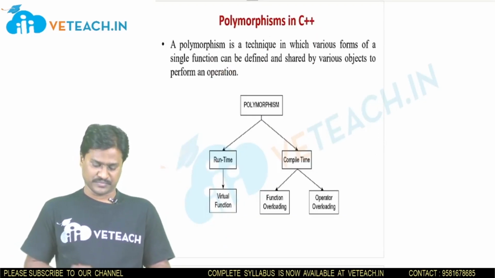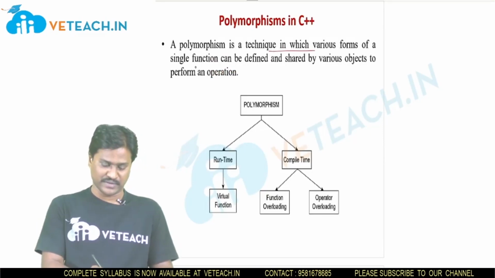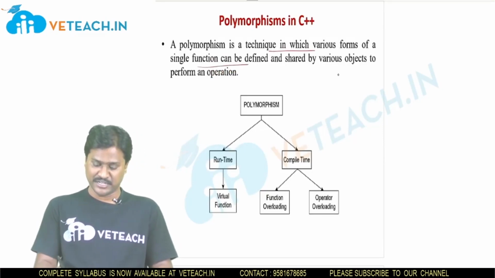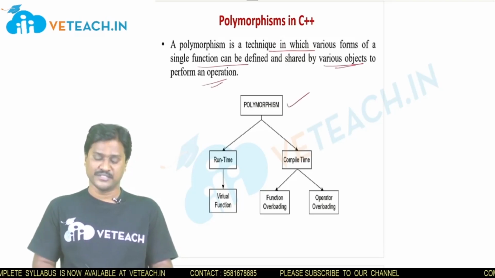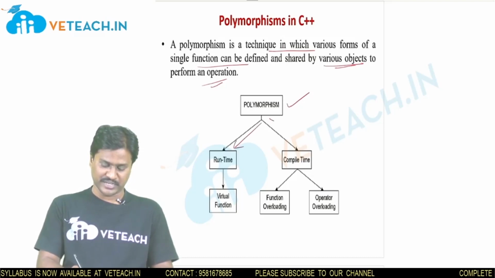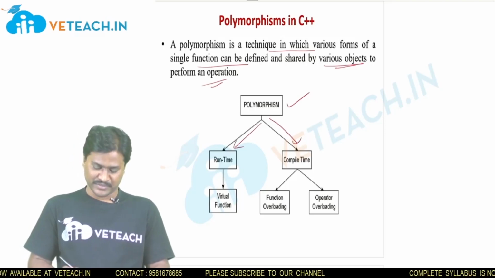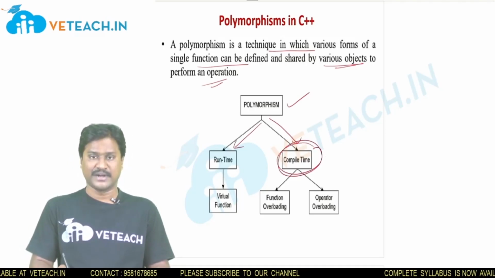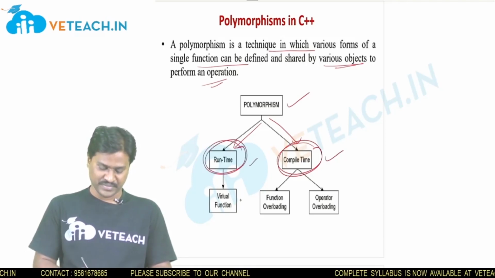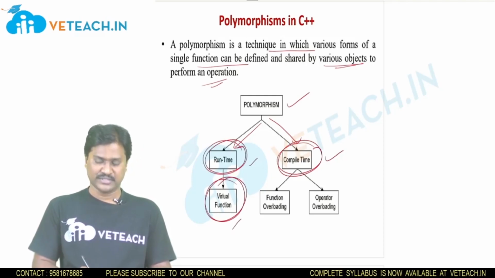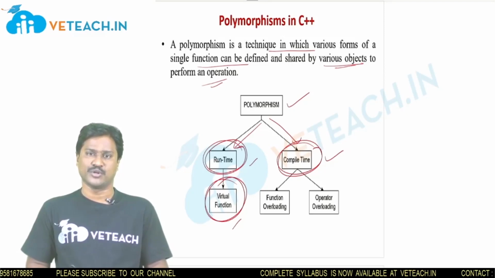Coming to question B, polymorphism is a technique in which various forms of a single function can be defined and shared by various objects to perform an operation. Polymorphism can be achieved at runtime or compile time, that is, late binding and early binding. Static binding is nothing but early binding at compile time, while late binding or dynamic binding happens at runtime. By using virtual functions, late binding, or runtime binding, nothing but runtime polymorphism, can be achieved.